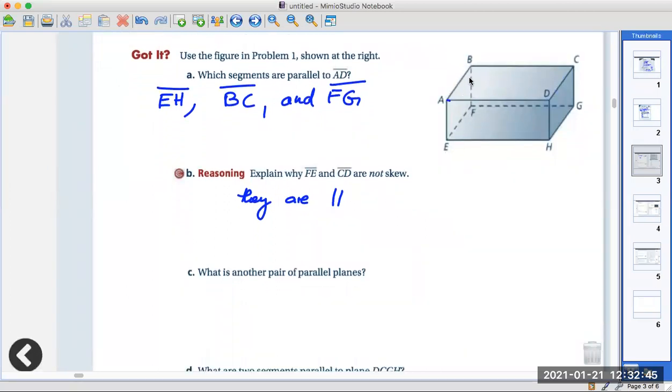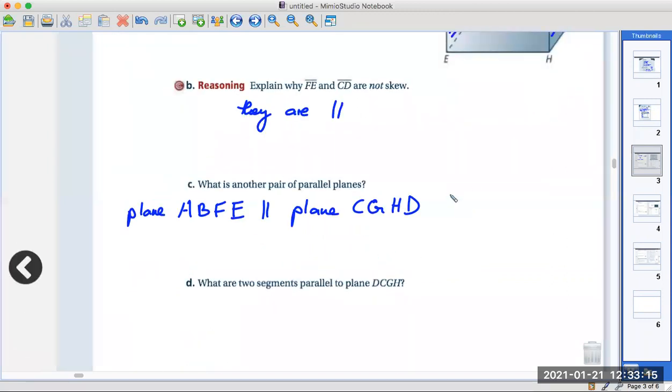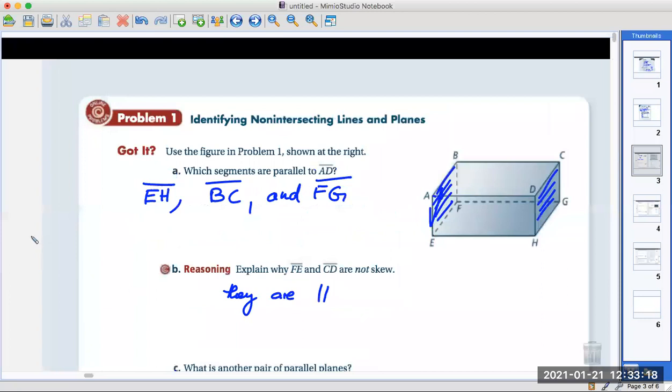So we can do, how about plane ABFE parallel to plane CGHD. I'm going to move on because I think you understand that. I'm hoping.